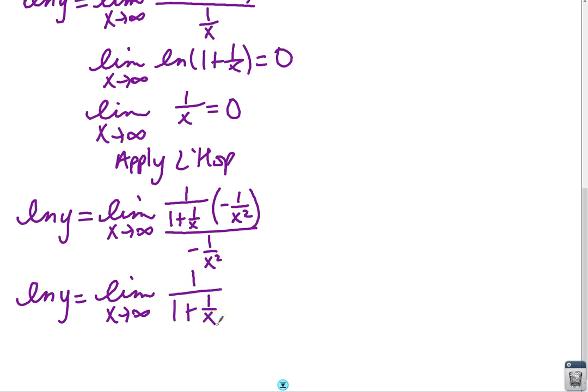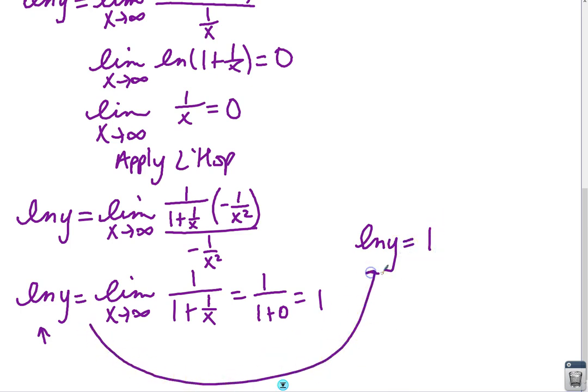Here I can plug in my infinity, because then I have 1 over 1 plus 1 over infinity, which is 1 over 1 plus 0, which is just 1. We're close, but we are not done yet. Remember, that's all equal to the natural log of y. So the natural log of y is equal to 1. I'm going to bring all that over here. Natural log of y is 1.